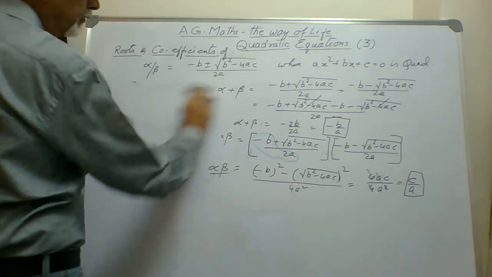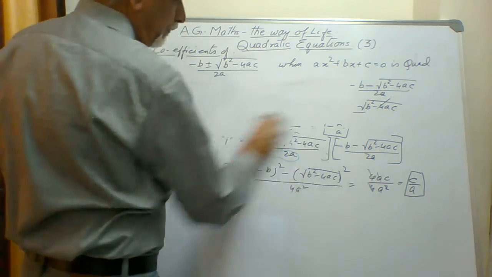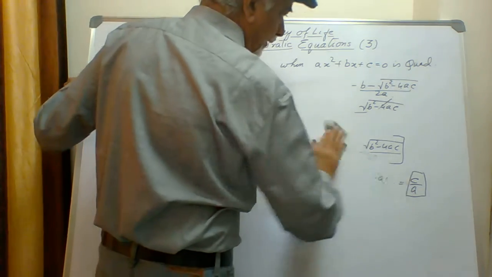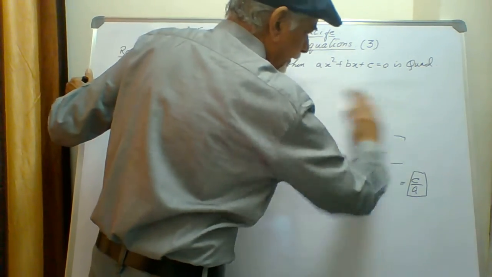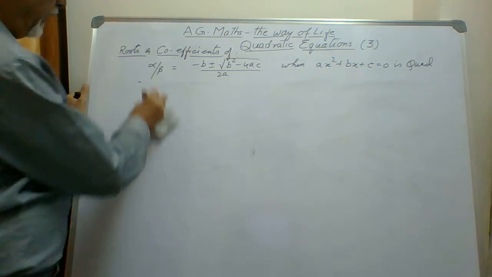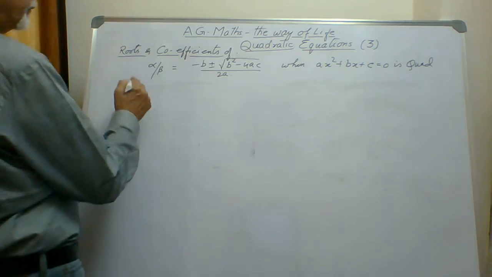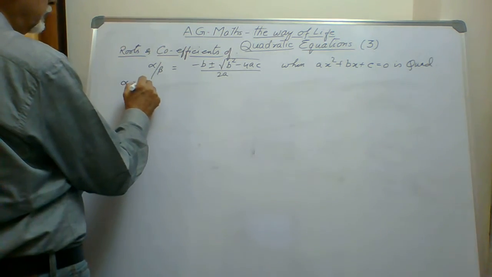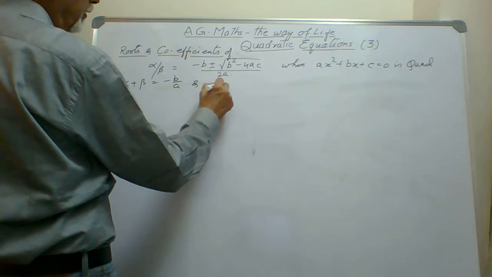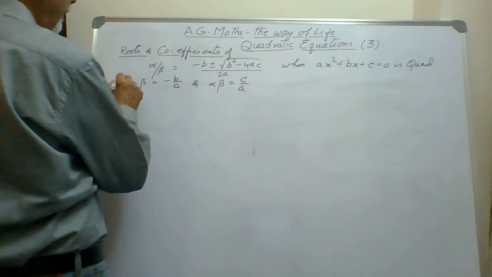So we understood that the sum of the roots is nothing but minus b by a and the product of the roots is c by a. It's a very small thing to remember that in any quadratic equation, the sum of the roots is minus b by a and the product of the roots alpha beta is c by a. These are two important results.